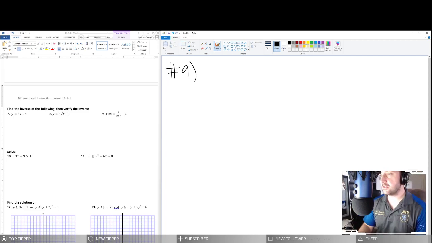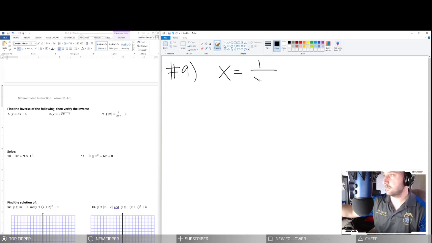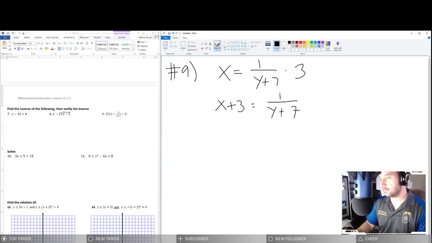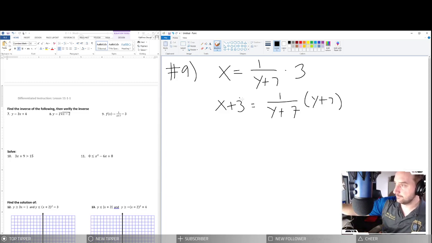So the first thing we need to do is switch the x and y. That is the definition of an inverse: the domain and range are going to switch. Now I just need to get y by itself, so I'm going to add 3. Now y is in the denominator, so I want to get it out of the denominator. So those are going to cancel out.